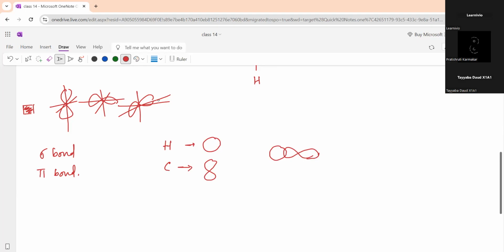This is for carbon. This is the p orbital. Now, when these two mix, a bond is made this way. This is the s orbital, and this is the p orbital, and thus we get the H-C bond.